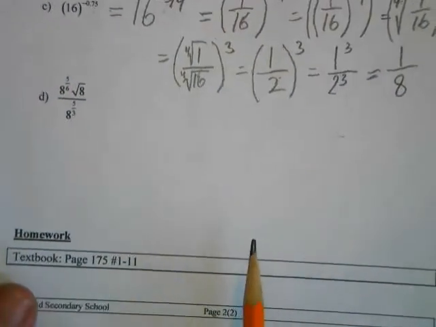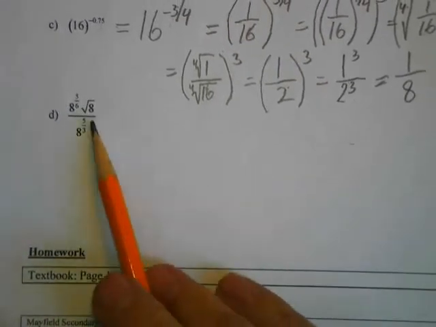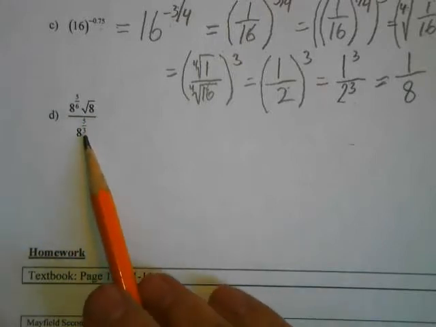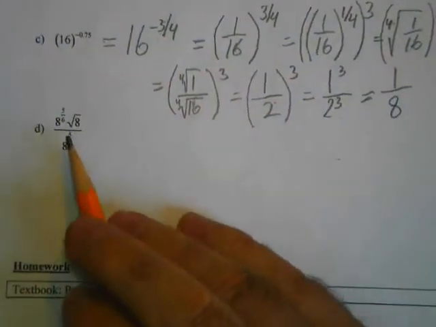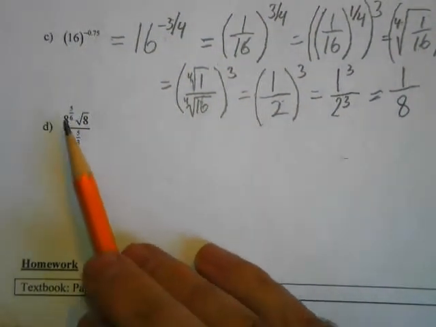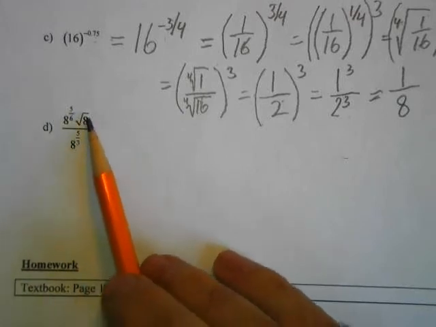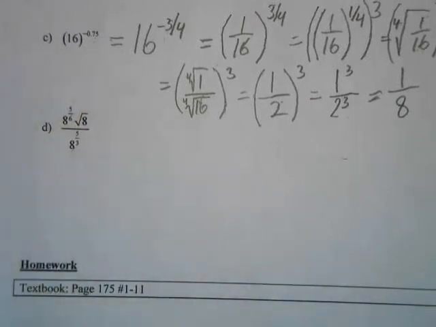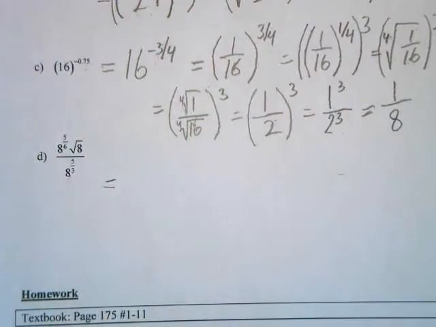All right, the last question, last example. This one looks like a bit of a nightmare. You've got 8 to the 5/6 times the square root of 8 all over 8 to the 5/3. Well, the good news is, it looks like 8's the common number here, and basically it's 8 to a power, 8 to a power, and we're going to convert the square root into 8 to a power as well. So let me give ourselves a bit more room here.